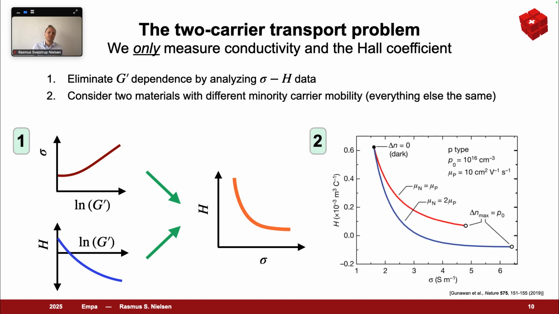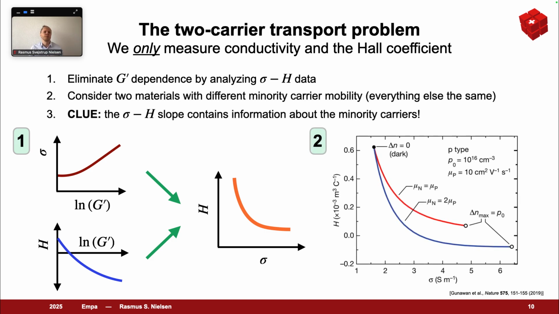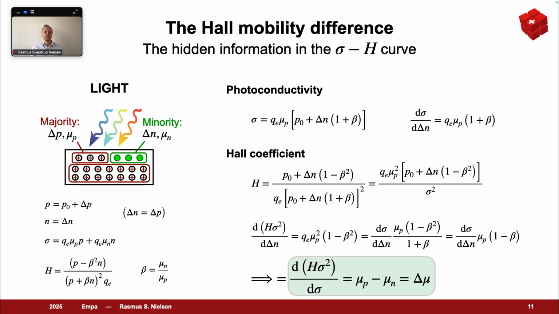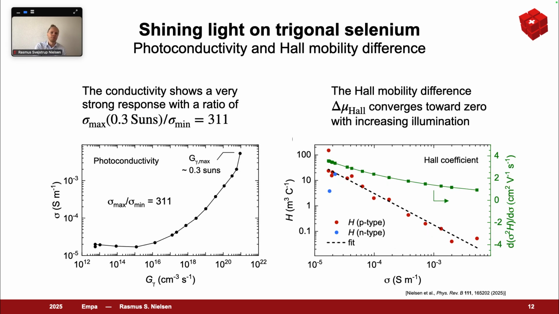Okay, the next step is to calculate how two identical materials, with the exception of the minority carrier mobility, would actually look in such a plot. And here we see the first clue: the slope is different. So the sigma-H slope contains some hidden information about the minority carriers. In the interest of time, I'm not going to go through the math here, but it is really simple. The result is that the derivative of this product, H times sigma squared with respect to sigma, gives you the hole mobility difference. So let's try that on our case study.